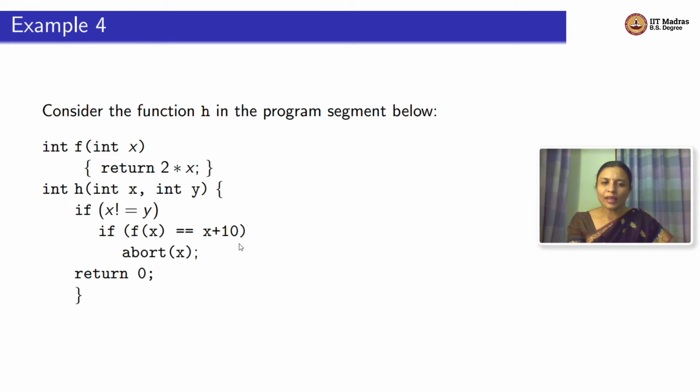So let's take the same kind of example. I've written it in a slightly more concise way. So it's very similar to the earlier one. So h is the function that we want to test. h basically has these two nested if statements. And if it reaches this abort, then it means that there is an error. The first one says x is not equal to y. The second one calls f, which is 2 times x, as x plus 10. If these two pass, then you say abort.